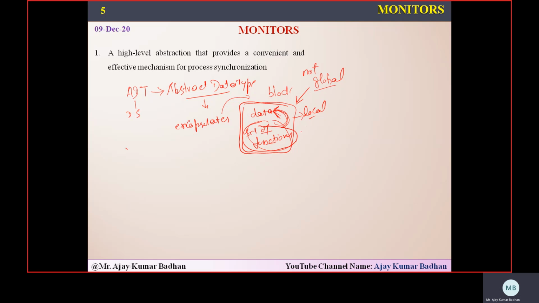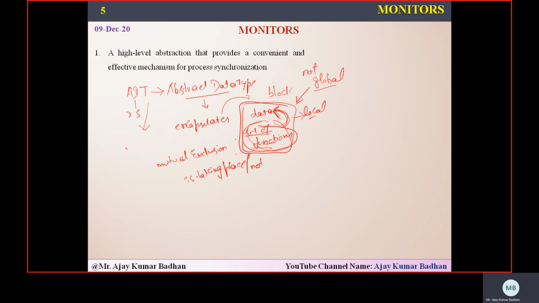Okay, so here the monitor type comes into the picture. The best part of this monitor type is that you don't have to worry about whether mutual exclusion is taking place or not. Why? Because the structure of this particular ADT is designed in such a way that automatically only one function can execute at a time. There might be multiple functions present in the block, but at a time only one particular function can be executed.